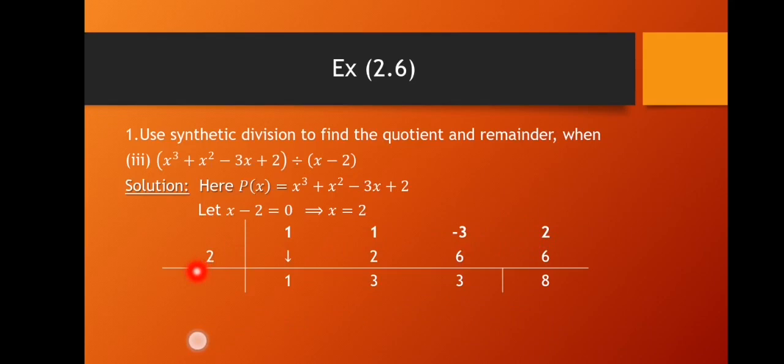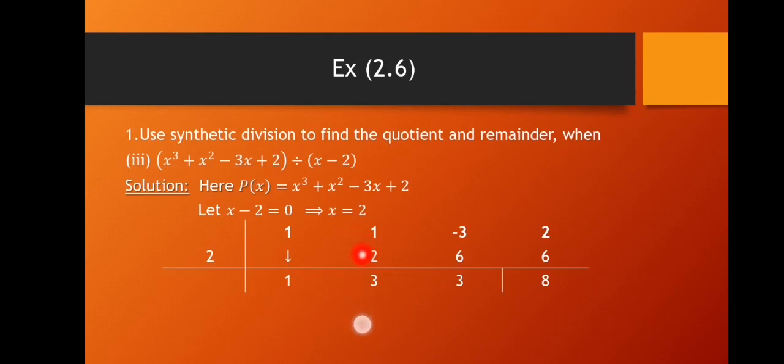Our divisor is 2. The first number which we have is to be written down as it is. Since the arrowhead over here is indicating that, we are going to write this one as it is. So 1 will be written as it is. For the next step, we are going to multiply this 2 by this one. It will be 2 multiply 1 is equal to 2, and we will write this 2 beneath the next term, that is 1.